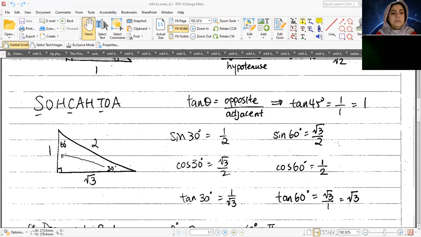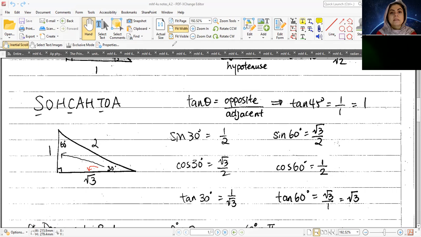Now, sine of 30. Sine is opposite over hypotenuse. Hypotenuse is 2, so it is 1 over 2. Cosine is adjacent. Adjacent is beside. It is square root of 3 over hypotenuse, which is 2. Tan is opposite over adjacent, which is 1 over square root of 3.